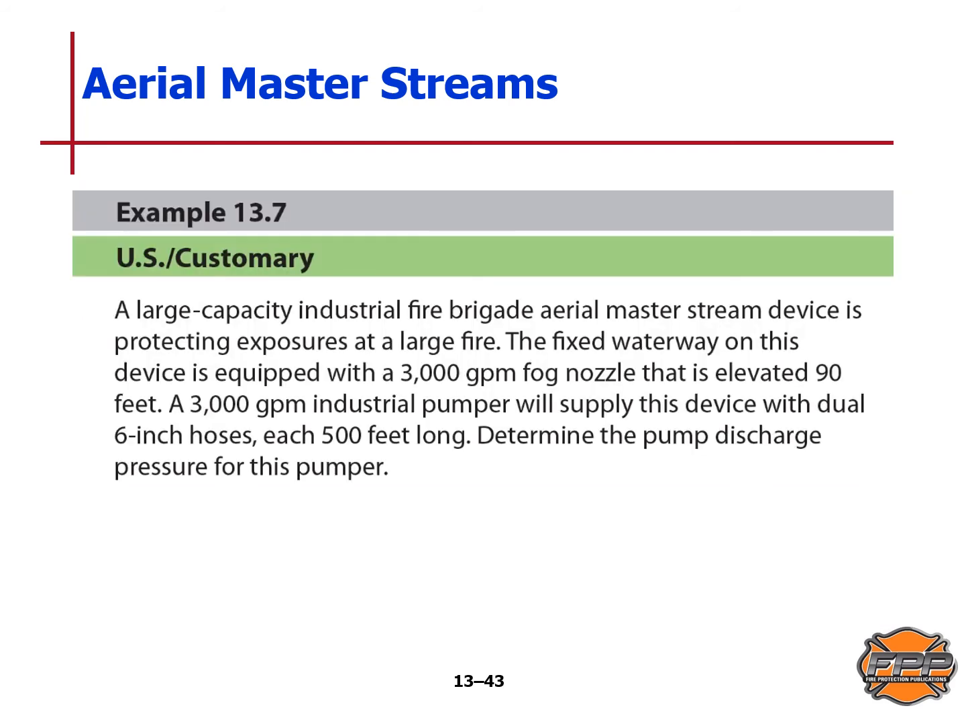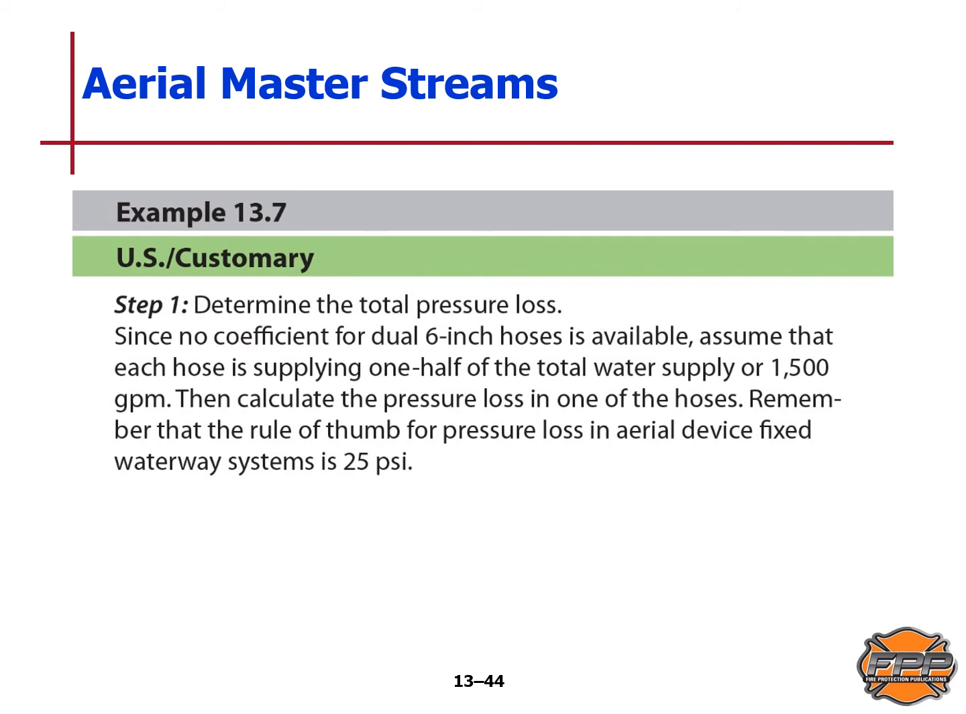In example 13.7, a large capacity industrial fire brigade aerial master stream device is protecting exposures at a large fire. The fixed waterway on this device is equipped with a 3,000 gallon per minute fog nozzle that is elevated 90 feet. A 3,000 gallon per minute industrial pumper will supply this device with dual 6-inch hoses, each 500 feet long. Determine the pump discharge pressure for this pumper. This is example 13.7 in your book.